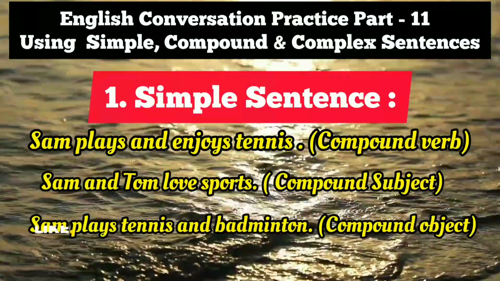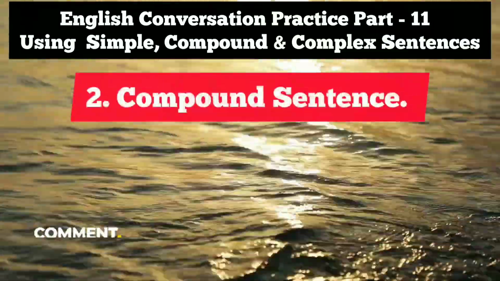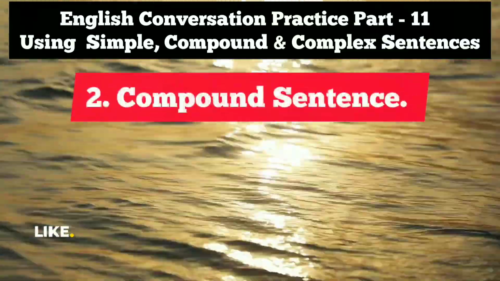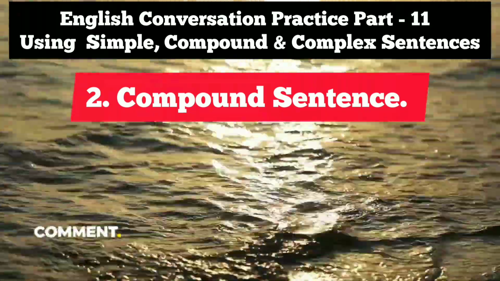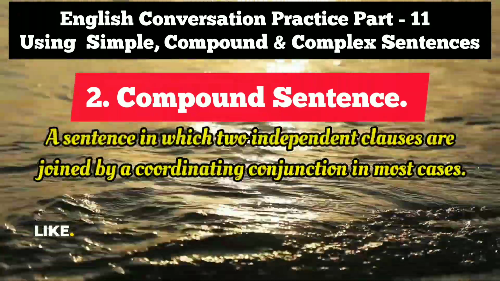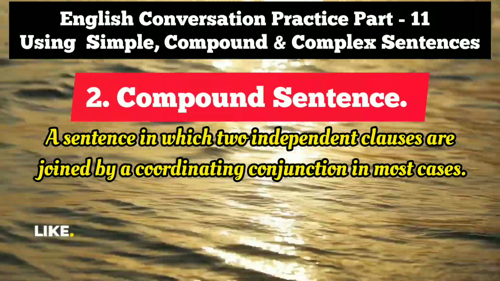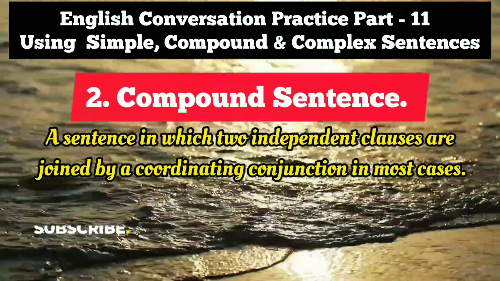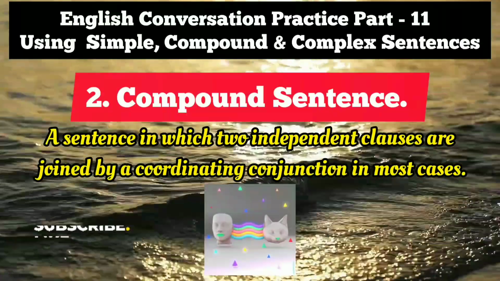Up next, we are going to focus on the second important sentence, that is a compound sentence. A compound sentence is a sentence in which two independent clauses are joined by a coordinating conjunction. In most cases, we use coordinating conjunctions.